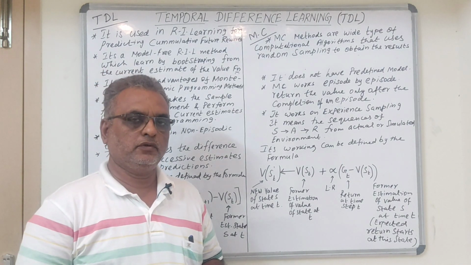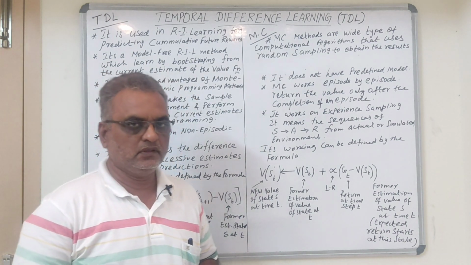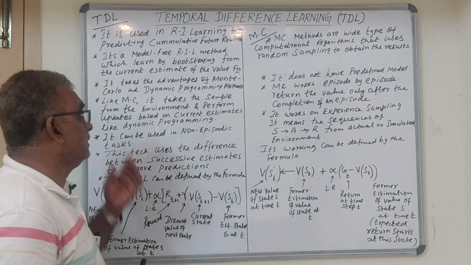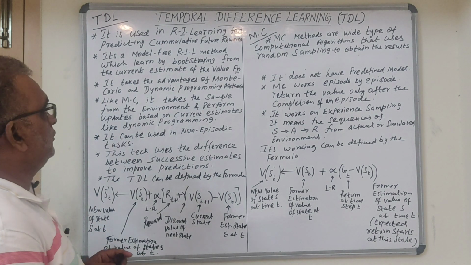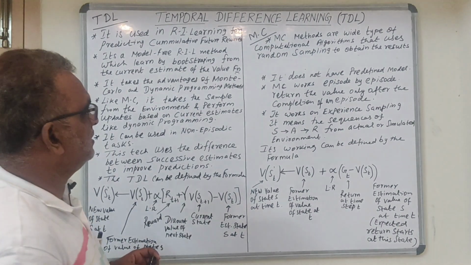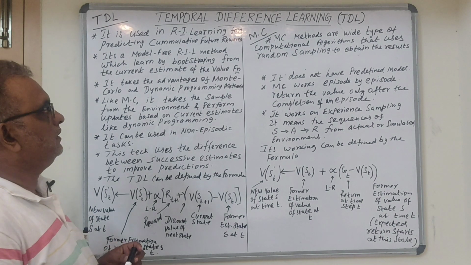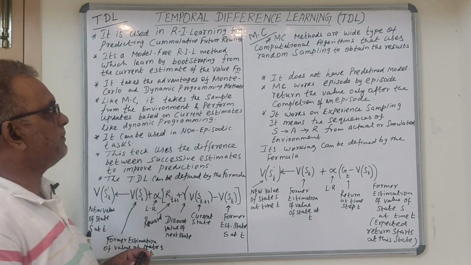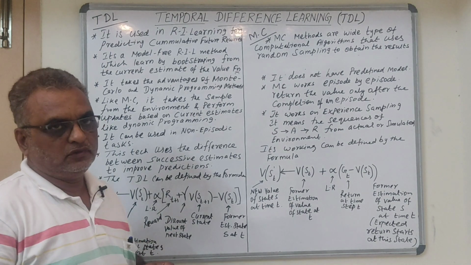So in this video we are going to discuss another very important concept from machine learning, that is temporal difference learning, TDL. It is used in reinforcement learning for predicting the cumulative future rewards. It is a model-free reinforcement learning method which learns by bootstrapping from the current estimate of the value function.